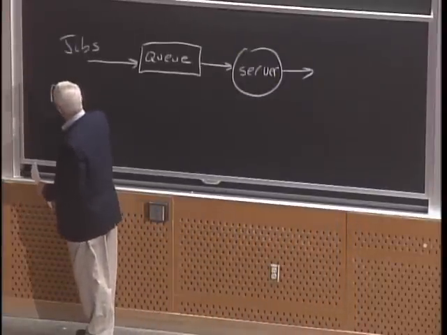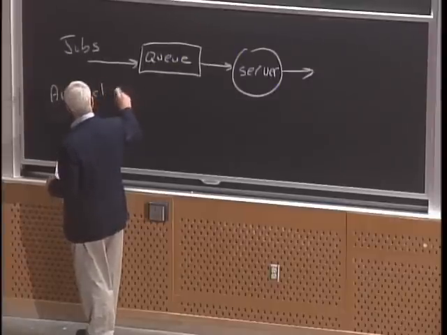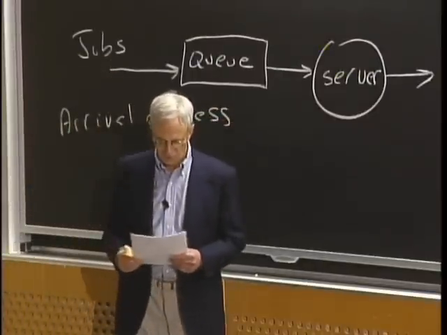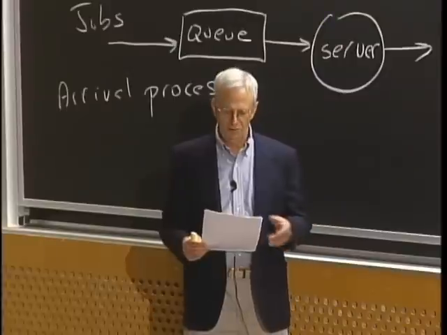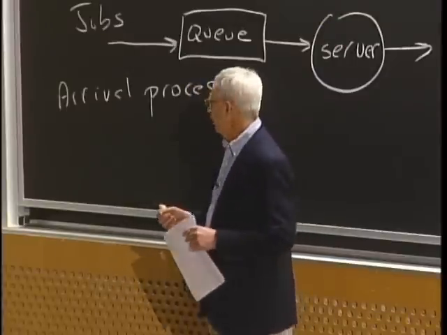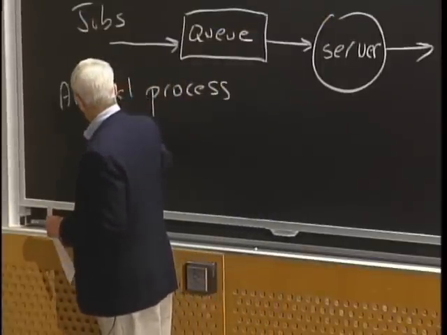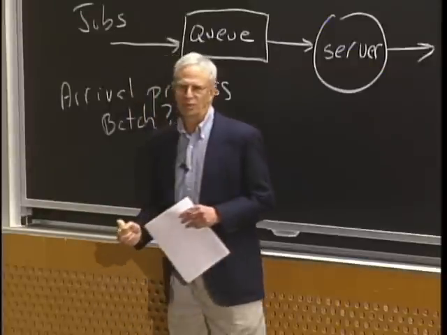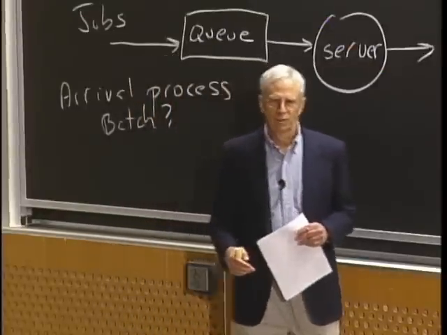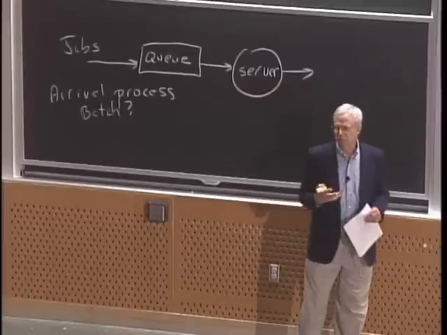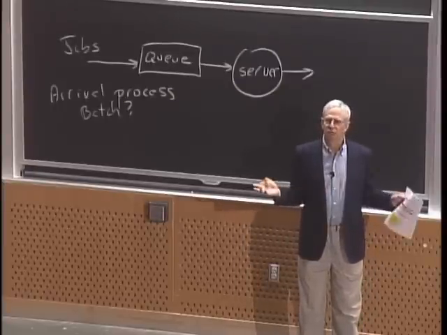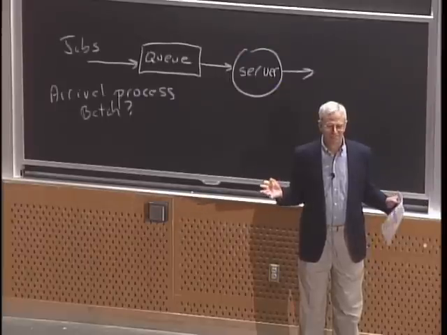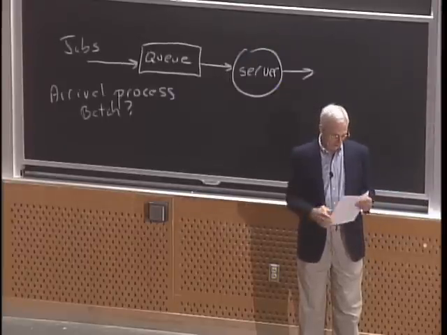We start with the arrival process. How do the jobs appear? And there are lots of questions we can ask. Do they arrive singly or in groups? If they arrive in groups, we say that it's a batch process. So if you think about a service for, say, processing students at MIT into the database, they typically arrive in a big batch in September rather than straggling in one at a time.